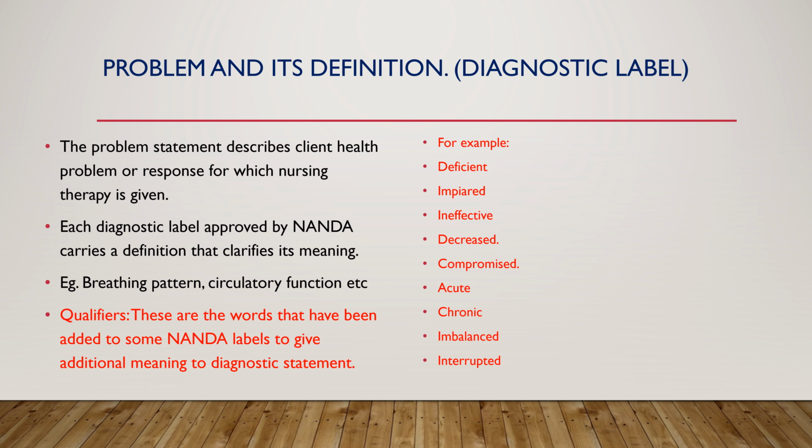These qualifiers are words that have been added to some of the NANDA labels to give additional meaning to the diagnostic statement. For example, while explaining a problem like breathing pattern, we have to add a qualifier like impaired breathing pattern or impaired circulatory function. It is not always needed to add a qualifier to every problem, but in certain situations we have to add qualifiers so that it gives us a clear-cut meaning about the patient's problem.